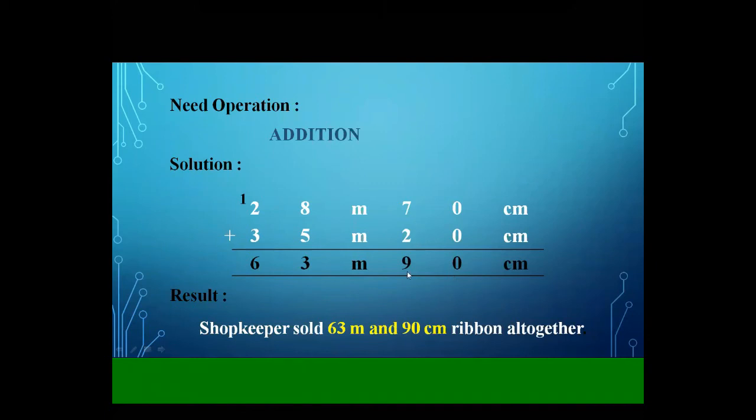7 plus 2, 9, 90 centimeter. Now comes to meter. 8 plus 5, 13, 3 here, and one of these 3 shifts at 2. 2 plus 3, 5 plus 1, 6. 63 meter, 90 centimeter. So how much ribbon did the shopkeeper sell in these 2 days, Monday and Tuesday? 63 meter and 90 centimeter ribbon the shopkeeper sold all together.